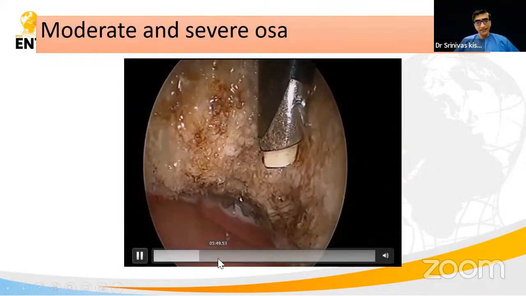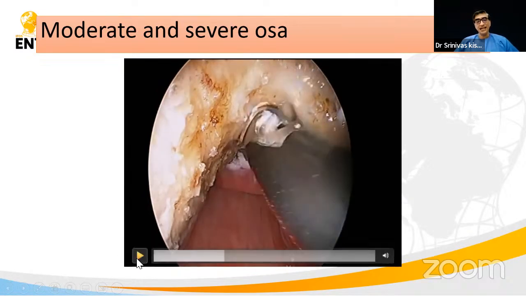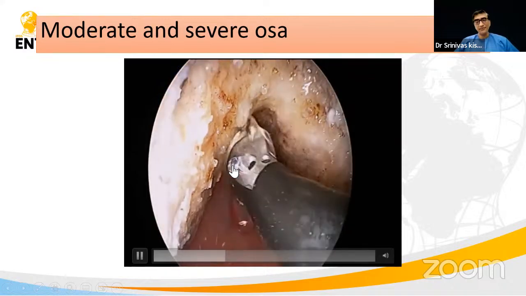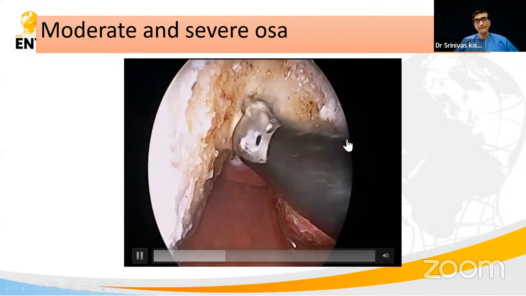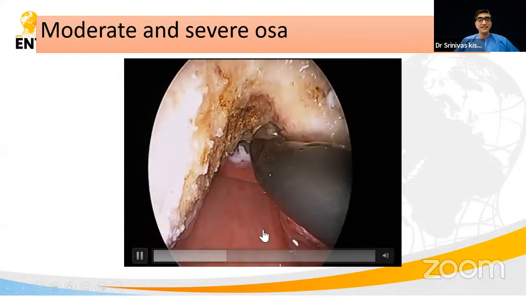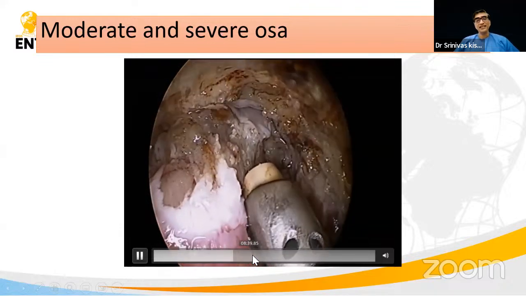For want of time, we've completely resected it from the foramen cecum to the vallecula here. You can see that. In such massive resections, we do a tracheostomy just to be on the safe side.